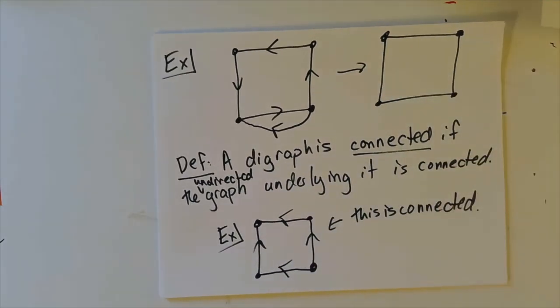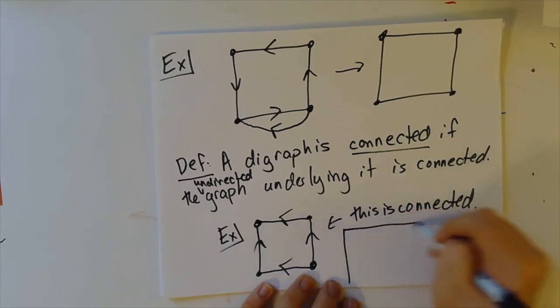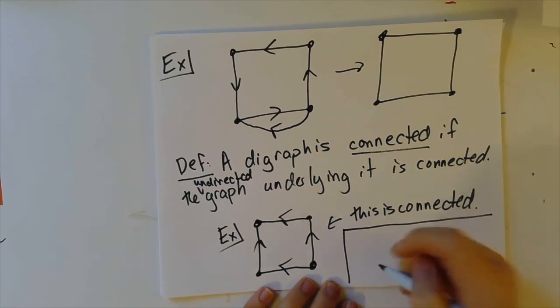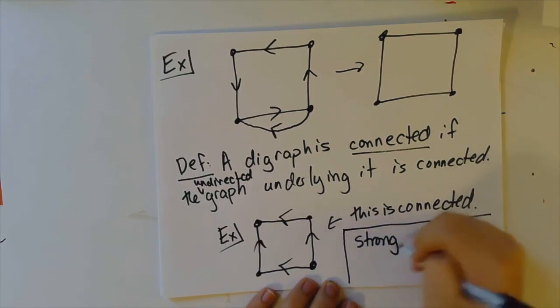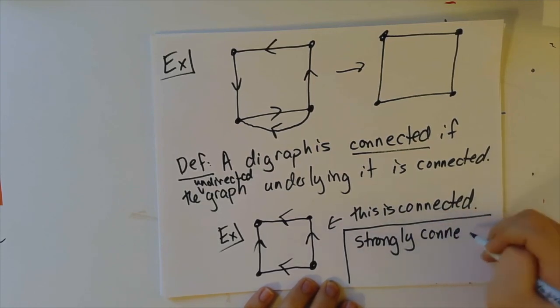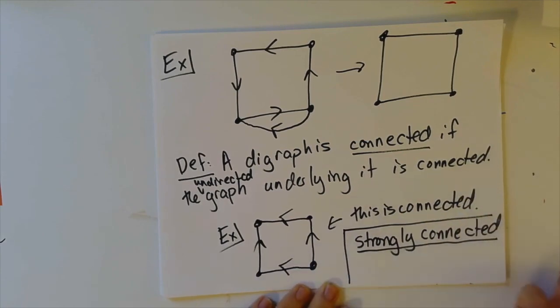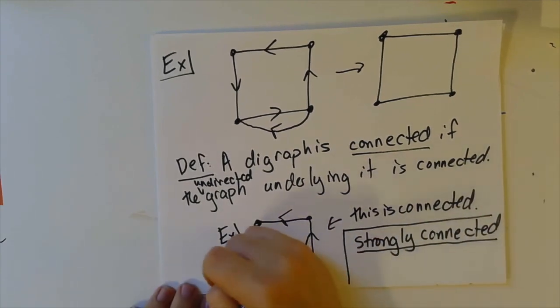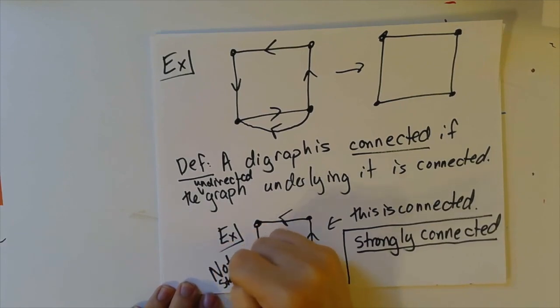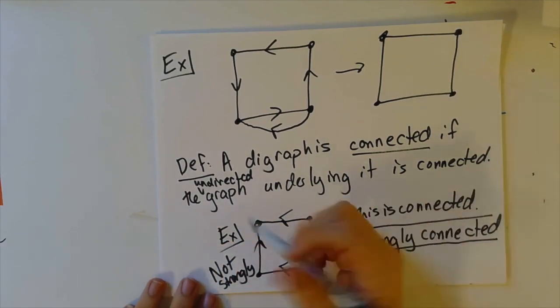So I warn you about this specifically because if you come across this in a data science course or a computer science course, they're going to use the word connected, and it's not going to mean the thing that you think it is. Okay. When someone wants to say there's actually a walk from every point to every point on a digraph, they call that strongly connected. Okay. And so this graph here is connected, but this is not strongly connected because it's not possible to go on a walk from every vertex to every other vertex.